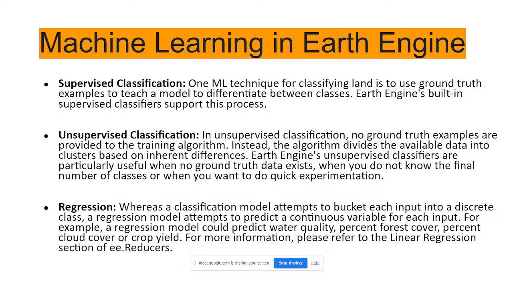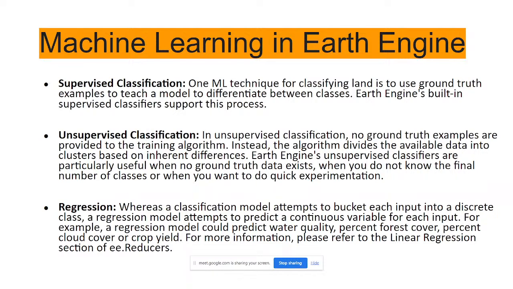In Google Earth Engine, we can do supervised classification, unsupervised classification and regression. For supervised classification, we first need ground truth examples, that is, training data, which we use as categorized data. Unsupervised classification is also available for classification. When you do unsupervised classification, you don't need any ground truth data or training data set. The algorithm works by clustering, based on the similarities of pixel values, and makes the classification.